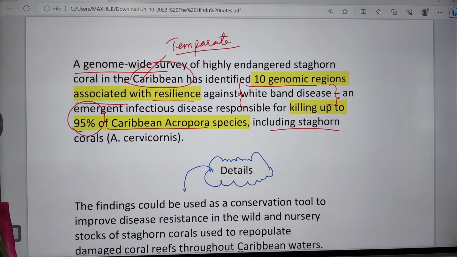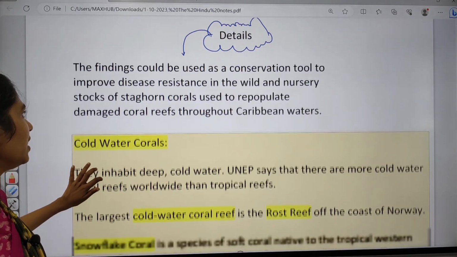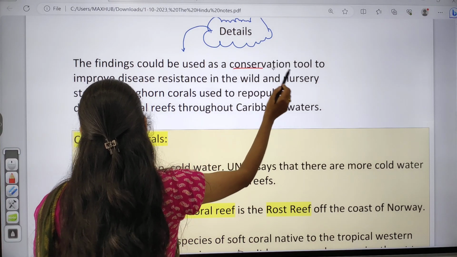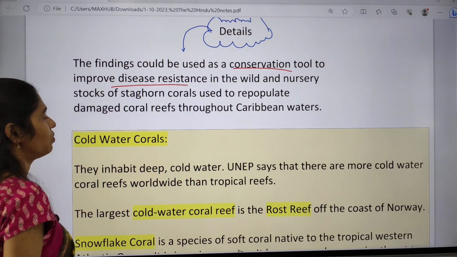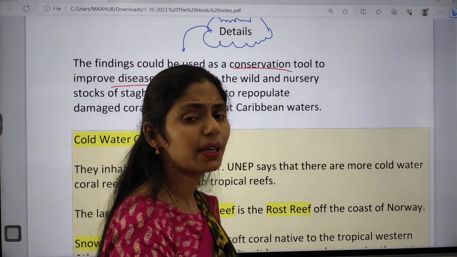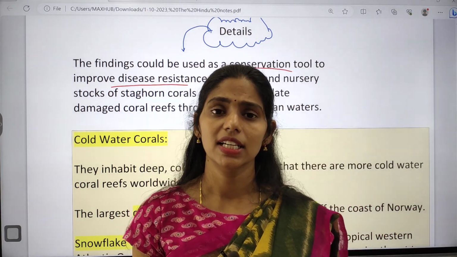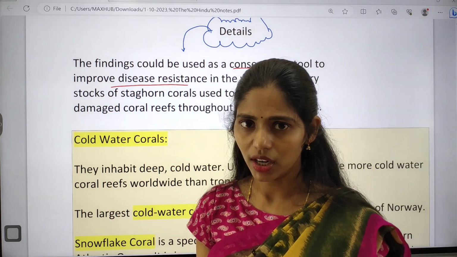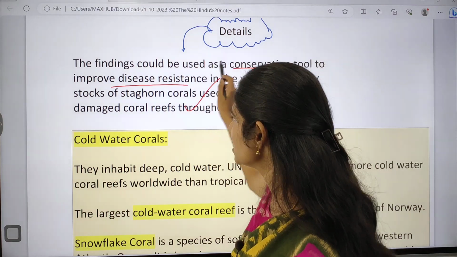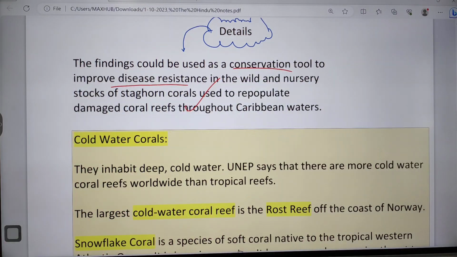It is an example of mass extinction, right? So the report says that the finding could be used as a conservation tool to improve disease resistance in the wild and nursery stocks. Whenever we have this data, only then will we take these measures, right? If you do not have the study regarding what is causing what, which organism is responsible, then we cannot take steps for conservation in the wild as well as in captive breeding centers.